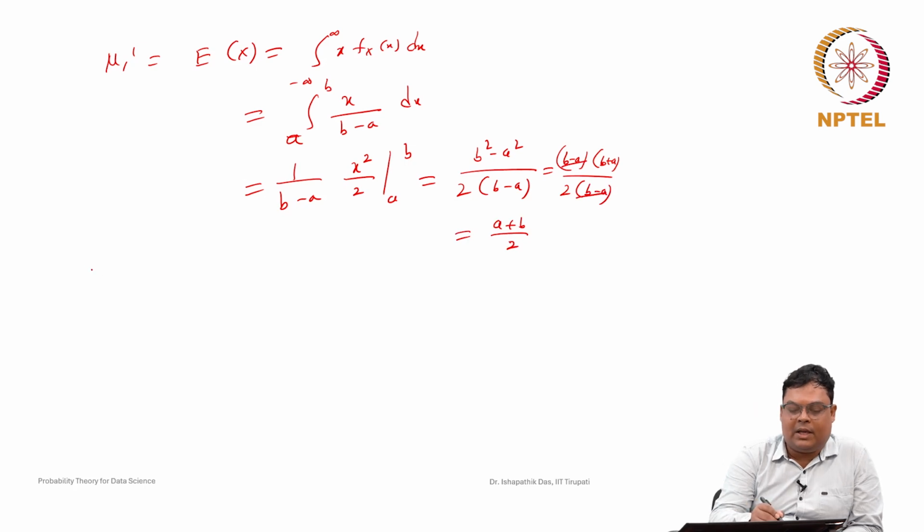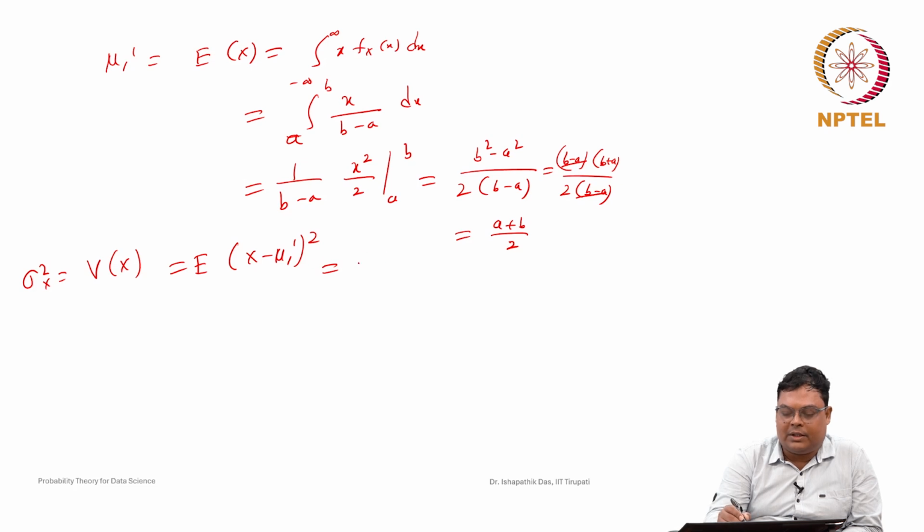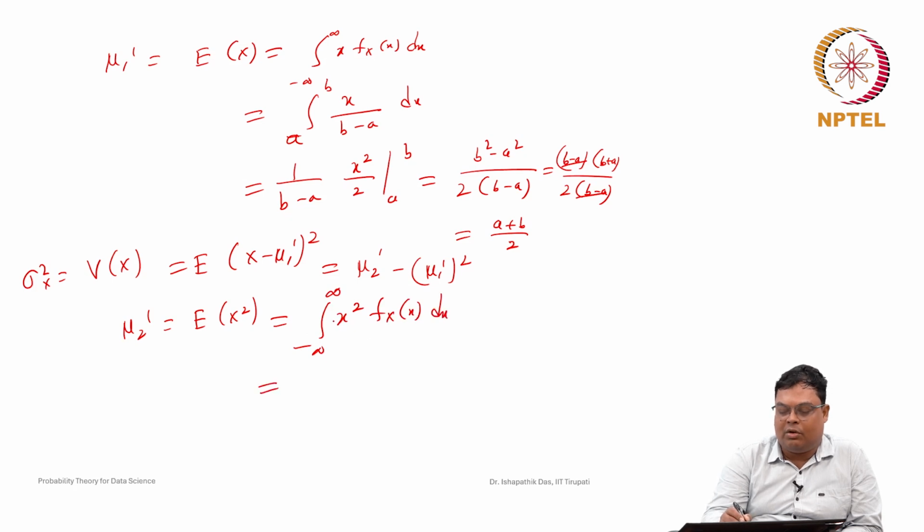Now, if you want to find the variance, we know that sigma square of x for a continuous random variable is expected value minus whole square. We use the simplified formula mu2 dash minus mu1 dash whole square. Now this mu2 dash we have to find out. So, mu2 dash is nothing but the expected value of x square. So, by formula it is minus infinity to plus infinity x square f(x) dx. Again, since it is non-zero only from a to b, this is a to b x square times 1 by b minus a dx.